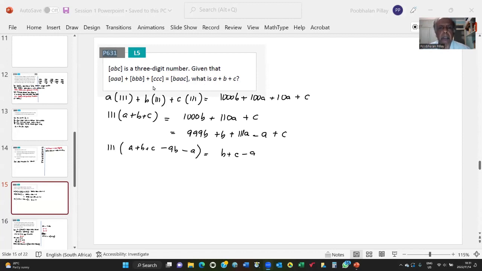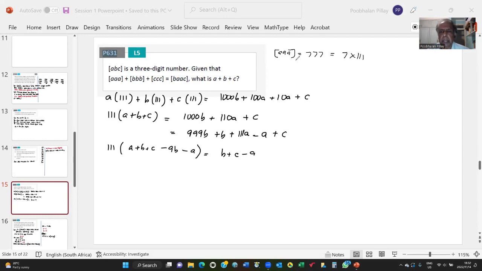Okay, this looks like quite a difficult problem because you've got 3 unknowns, and the question asked here is, what is the sum of the 3 digits that you have? Now when you've got a number like AAA, take for example, if A is equal to say 7, so you're looking at 777. Now you can see clearly that this is 7 times 111.